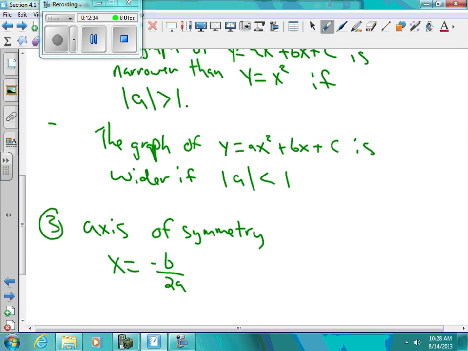You're saying, where do a and b come from? Well, a and b are going to come from the form y equals ax squared plus bx plus c. This is where a, b, and c are coming from. So we're just going to compare our equation in standard form, take out a and b, and simplify this fraction. That's going to give us the axis of symmetry. Remember, that's that line that splits the graph in half right down the middle.